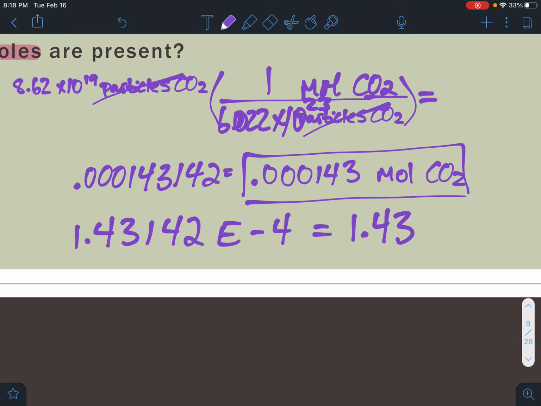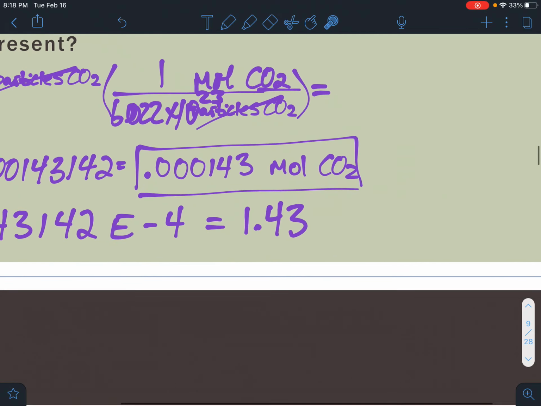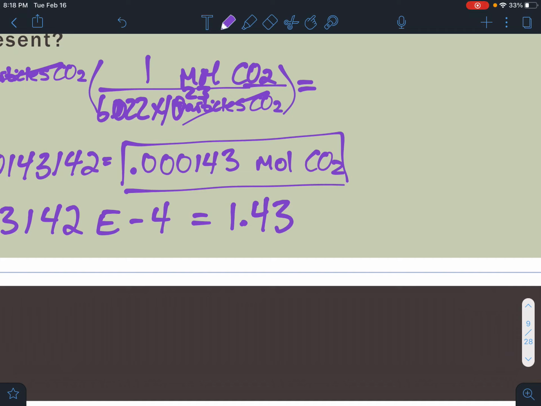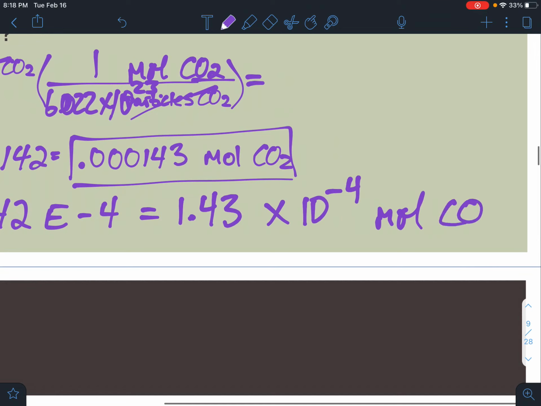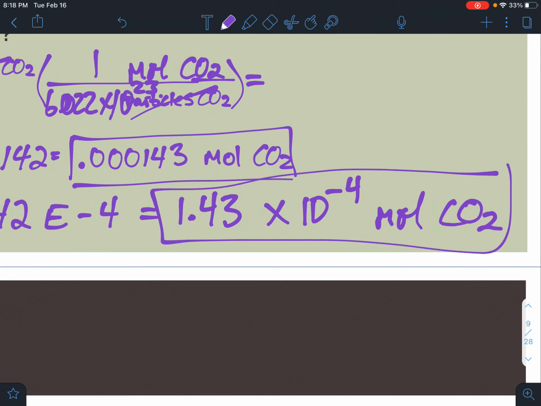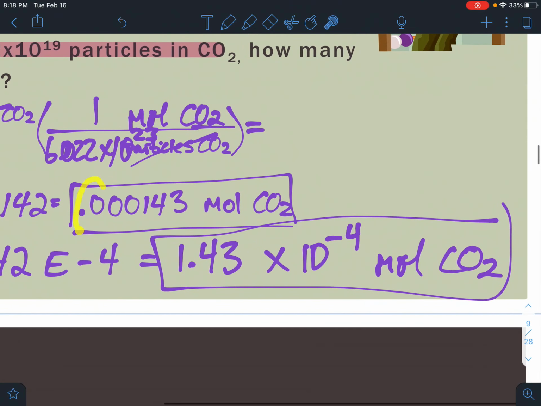So we have 1.43, but then don't forget about the ending part of the number. E to the -4th. It makes it smaller. Now, when you record your answer, please record that E as a times 10, since that's what it actually means, and then it's to the -4th. And then you would write moles of CO2 after it. So either one of those answers work. And you do want to be able to navigate between processing both of these answers, because you could see either one on a test or a quiz.